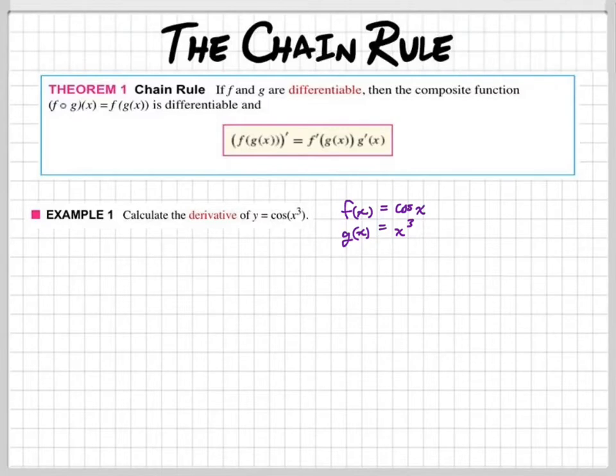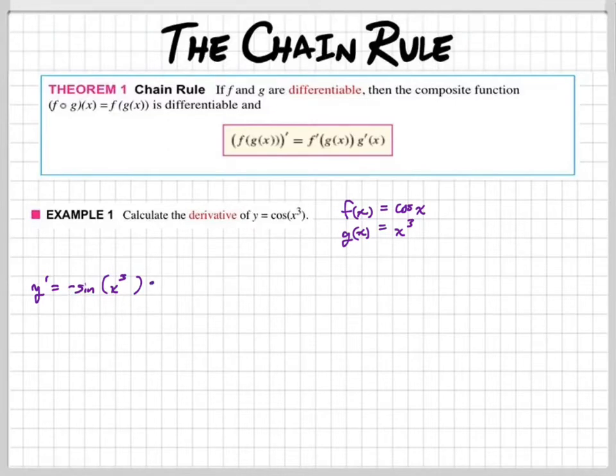But the inside function kind of gets written twice. So here, let's check it out. So this is y prime. For y prime, we're going to take the derivative of the outside function first. So our outside function is cosine. Derivative of that is negative sine, and then whatever is inside of it. And so we have x to the third power inside, so that just stays there. You haven't done anything to the inside yet.